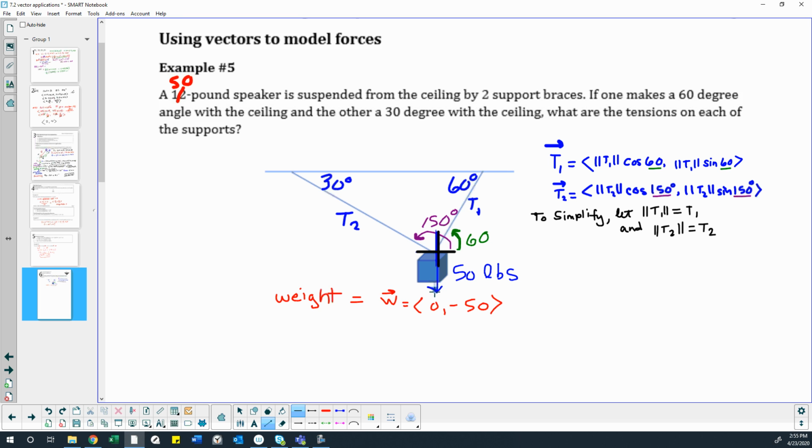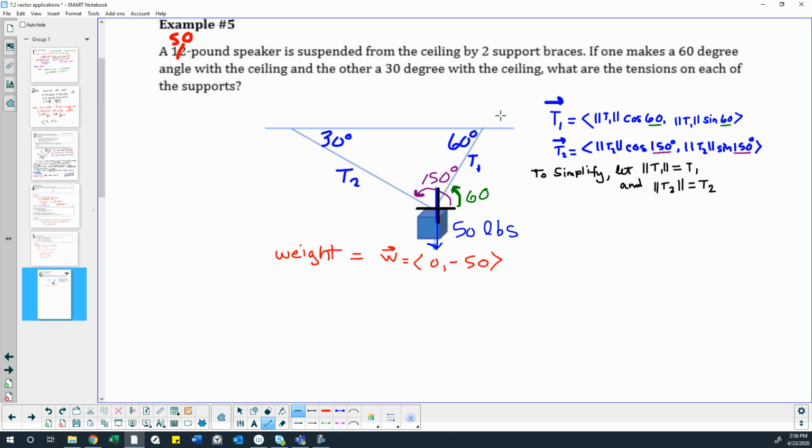Don't forget we have the vector for the weight of the speaker as well. We're going to call that vector w, and its component form is 0, negative 50, because of the 50 pounds, it's going this direction because gravity pulls it down. All right, altogether, we want this system to have equilibrium. We want everything to be balanced, and that means we want the total weight and tension to equal out to 0. So with that in mind, we want T1 plus T2 plus W. We want these 3 vectors to end up with a resultant of 0.